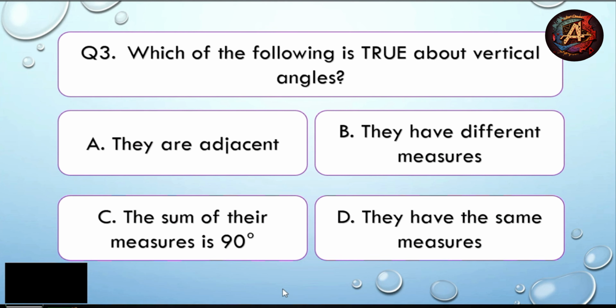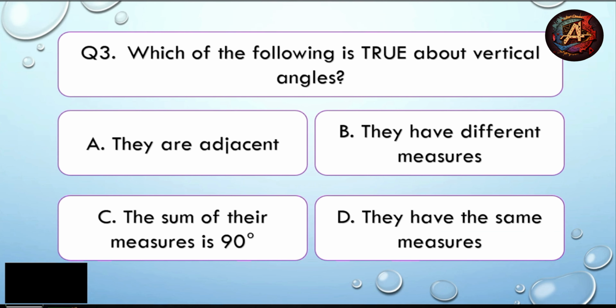Which of the following is true about vertical angles? Is it A, they are adjacent, B, they are different measurements, C, the sum of their measurement is 90 degrees, or letter D, they have the same measures? I'll give you 5 seconds. Alright, math learners, this definition for vertical angles is very easy.